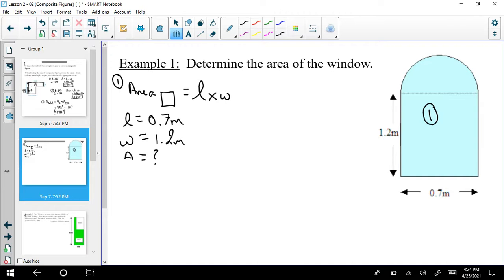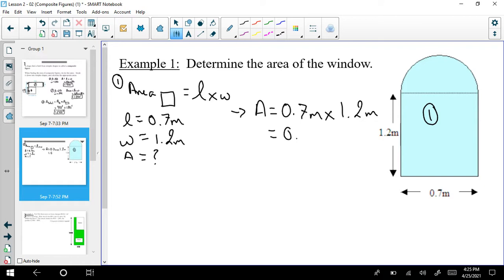Okay, perfect. So now I'm going to plug the information I have into my equation, and I'm just going to put an arrow over here to say that's what I'm doing. So my area equals length times width. Length is 0.7 meters times my width, which is 1.2 meters. So 0.7 times 1.2 gives me 0.84.